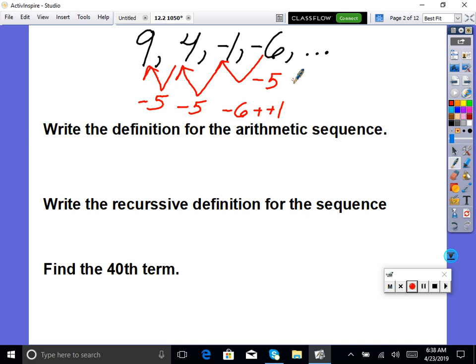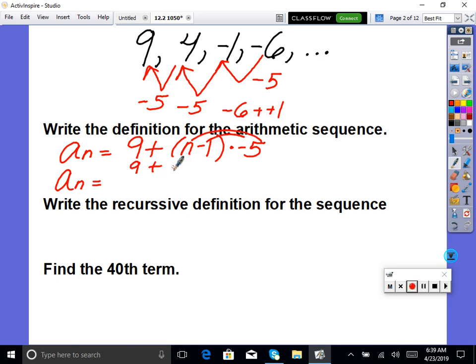So writing the definition, that is what the formula is. We'd say a sub n is equal to a sub 1, which is 9, plus n minus 1 times our common difference of negative 5. So then you would want to simplify it. You would distribute your negative 5 in. So that's 9 plus negative 5n, and then it looks like plus 5, right?